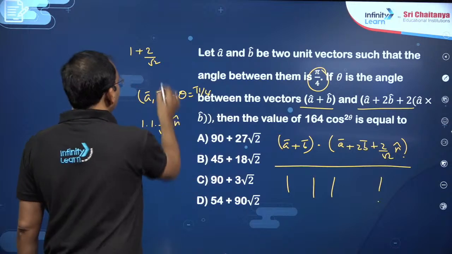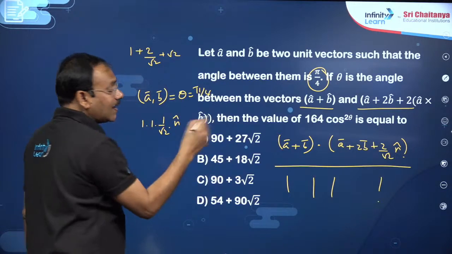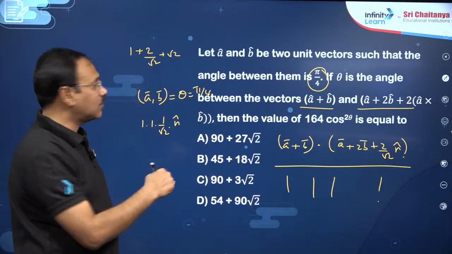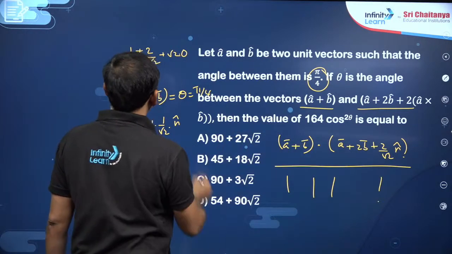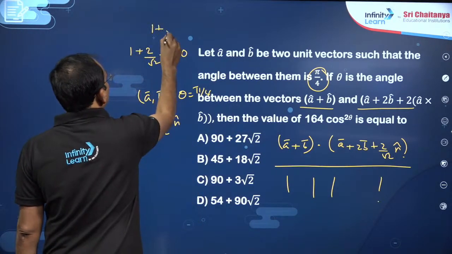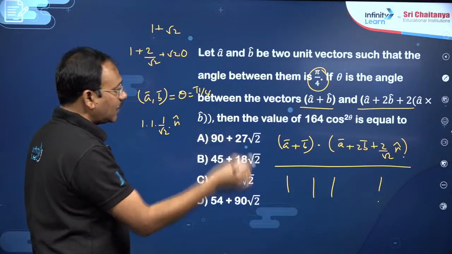So, 2 by root 2 will become root 2 into A dot n cap. n cap is perpendicular to A bar, so this becomes 0. So, when you operate with A bar, you just get 1 plus root 2, my dear friends. Then operate with B bar.